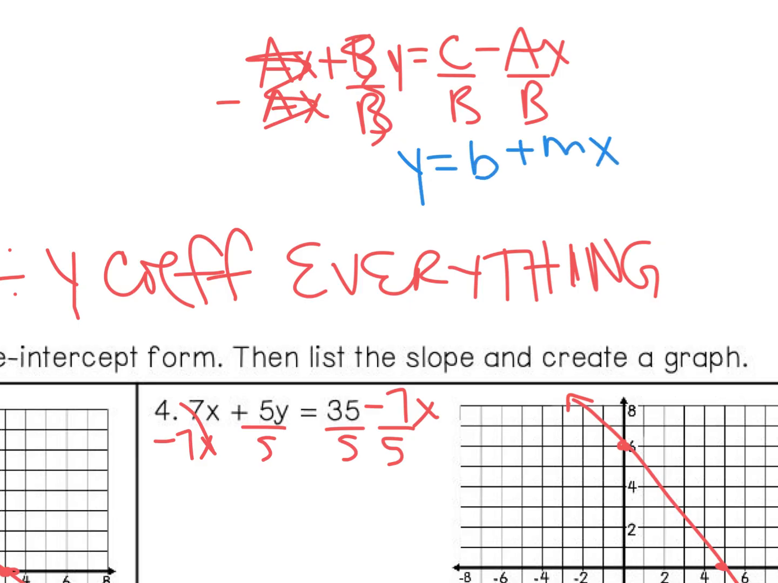Your slope is always going to be change the sign of a and put it over b. So if you look down at the one we just did, number 4, right? Our a was 7. When we wrote our slope, it became a -7. Our b was 5. So our slope was -7 over 5. Your b will always be c over b. So our c was 35 on number 4, and our b was 5. 35 over 5 was 7, which was our y-intercept.